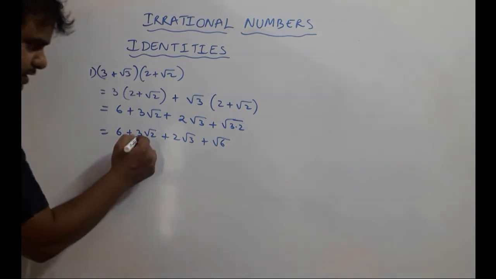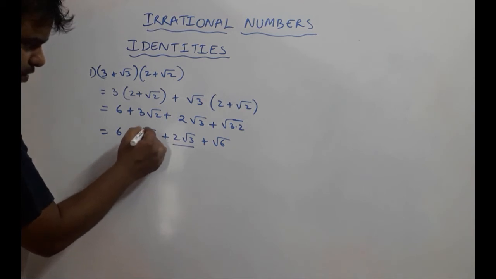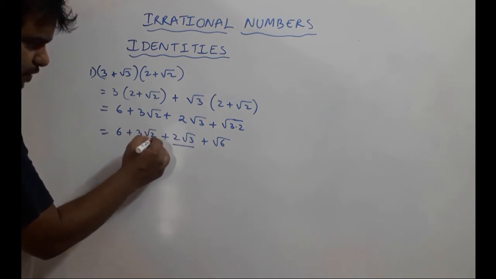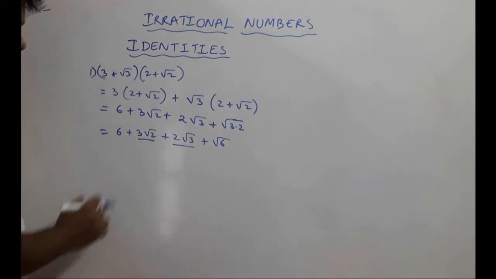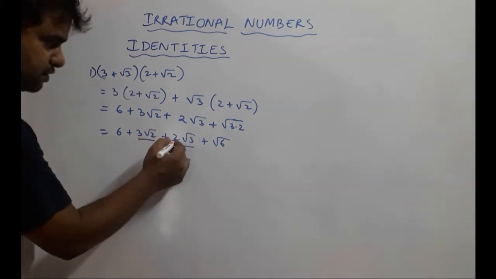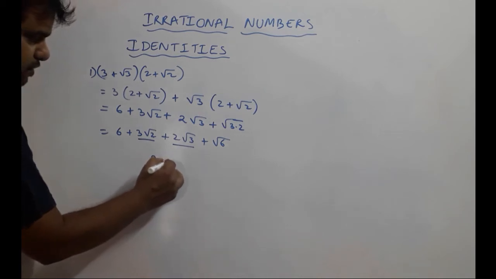We cannot add this term and this term because the number under the square root is different. It is square root of 2 and this is square root of 3. Addition or subtraction between them is not possible. But if this was 2 root 2, then yes, we could have added it.